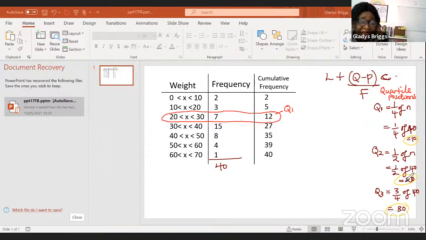Now, Q2 is equal to 20 means you want to find where the 20th data will be. You have up to the 12th data in here. But here you have 13, 14, 15, up to the 27th data. So it's going to be in this one, Q2. Okay, and then Q3 is going to be in the one that contains the 30th data. So it must be in this one right here.